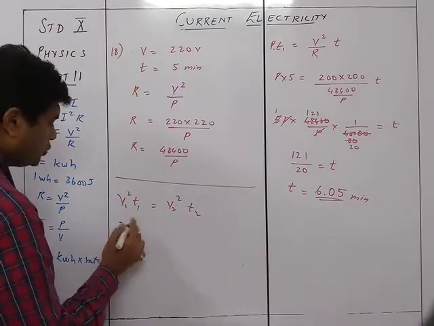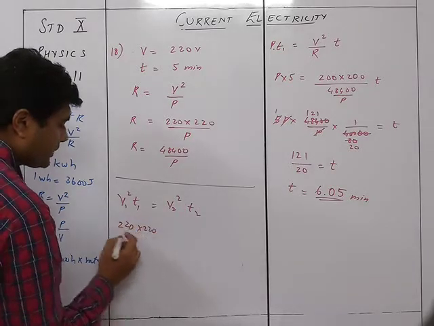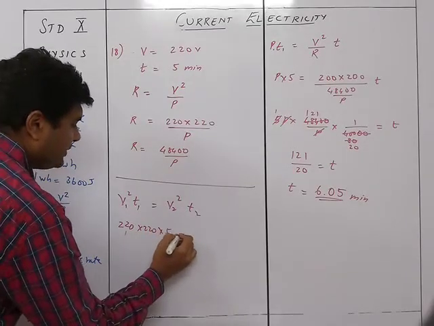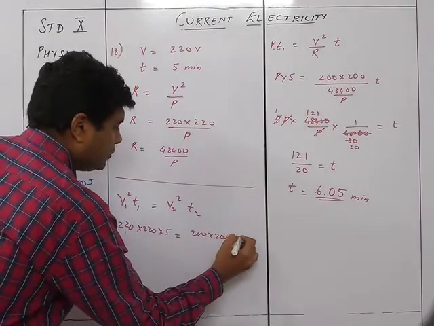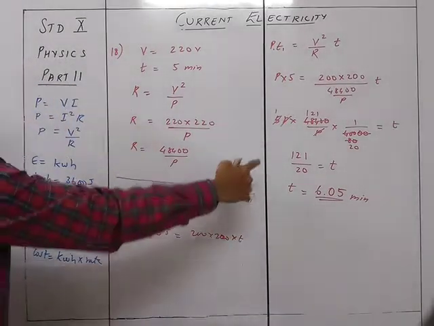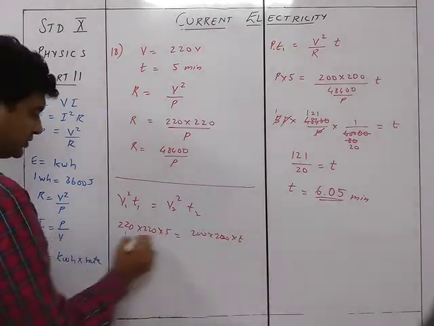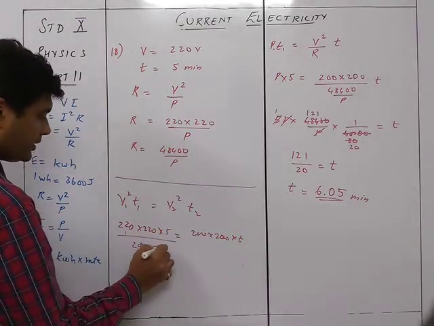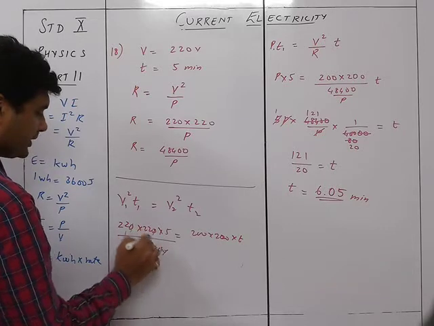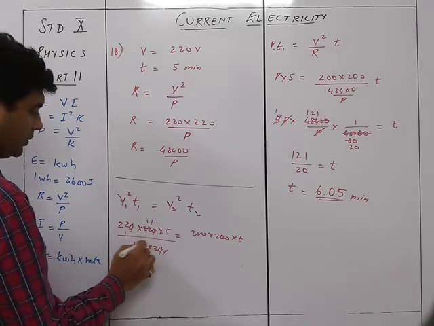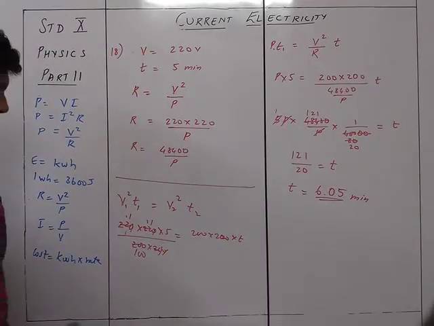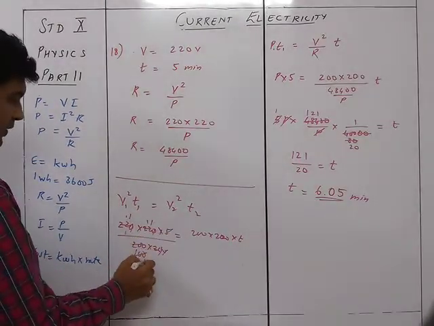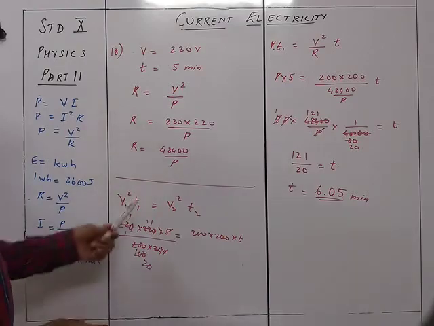220, right? So 220 into 220 into 5 is equal to 200 into 200 into T. So it will be the same thing again. This goes up to 200 into 200. So this zero cancels, this becomes 11 and this 100, and this is over 11. So it's the same thing, 121 and this will be 20. Same thing. So you could have done it this way also.